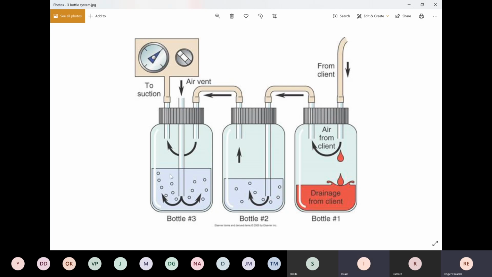So if you've waded in water, let's say you walked in a flood versus dry land, which one is more comfortable to walk in, water or dry land? Dry land. Yes, of course, dry land.